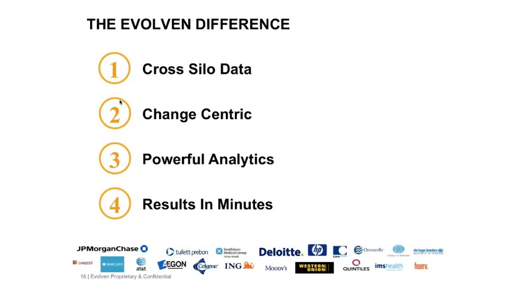So just as a quick summary, and we'll get to questions, the big difference here is cross-silo data, really looking at all of this data, change data, but also other data sources. We really believe it's change-centric. That's really the root cause, and unless you're looking at change, it's really impossible to know exactly what has caused this new scenario, this new issue.